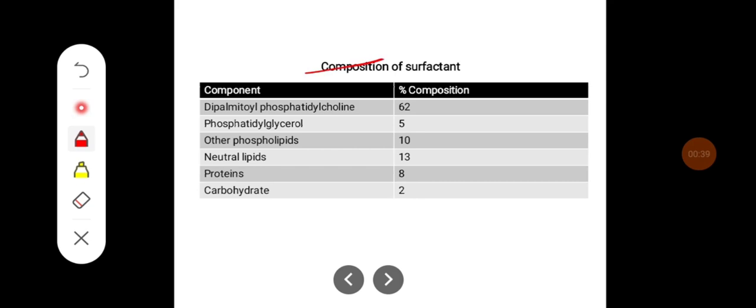It is mainly made up of dipalmitoyl phosphatidylcholine, that is 62%, phosphatidylglycerol 5%, other phospholipids 10%, neutral lipids 13%, proteins 8%, and carbohydrate 2%.